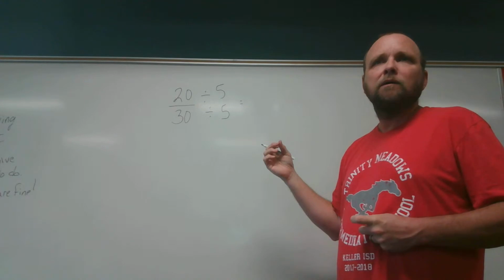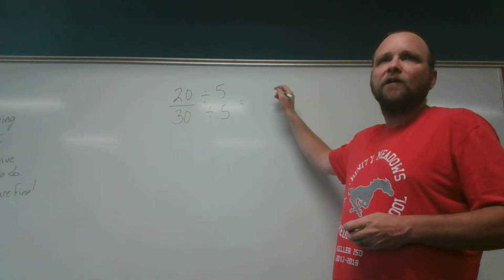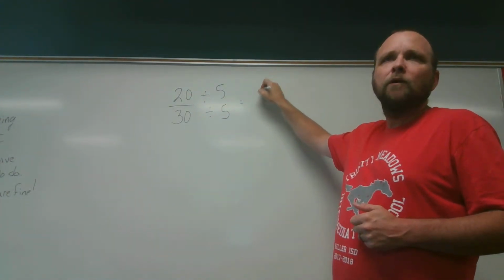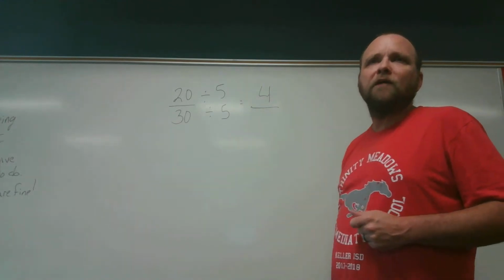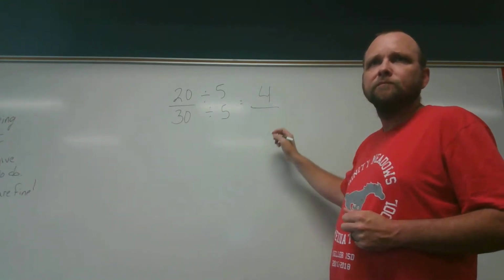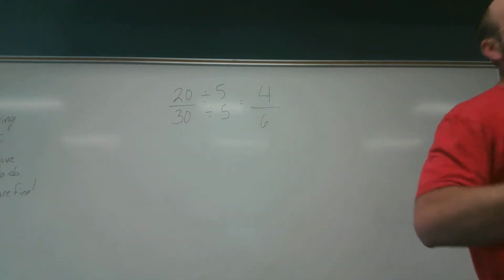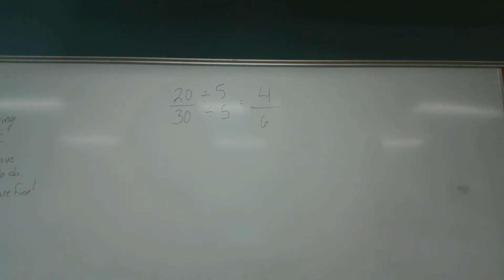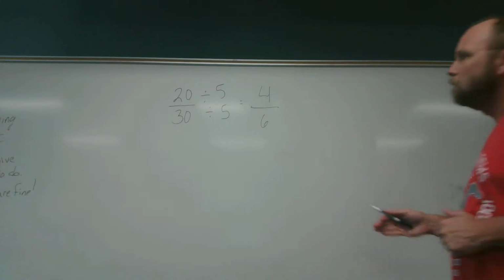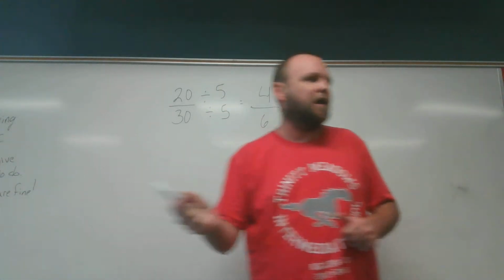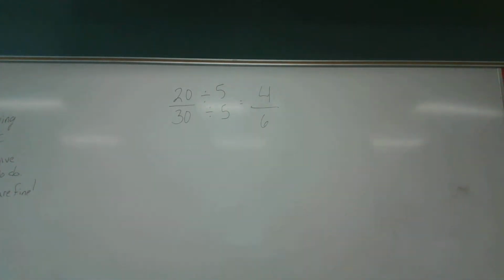So, Noah, what is 20 divided by 5? 20 divided by 5 is 4. Noah, what is 30 divided by 5? 30 divided by 5 is 6. Good. So now we have it simplified down to 4/6. That's not lowest terms. So you need to look at it and see if you can think of another factor that will go into both of those.